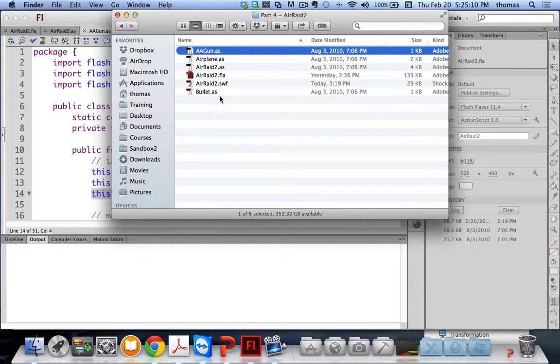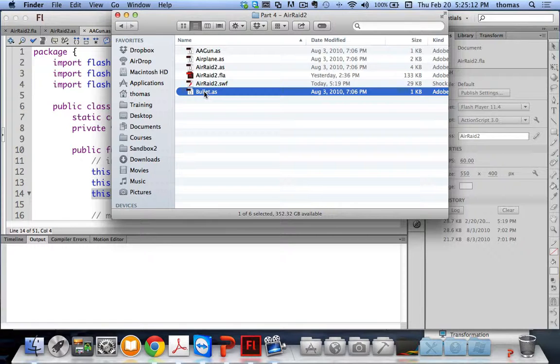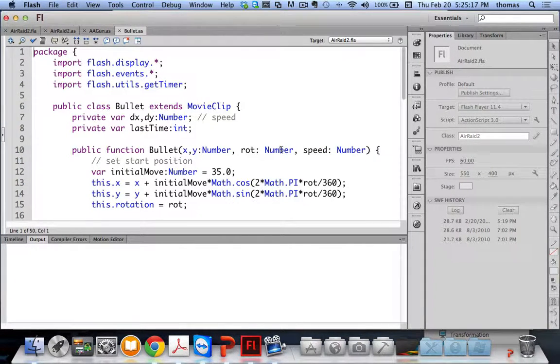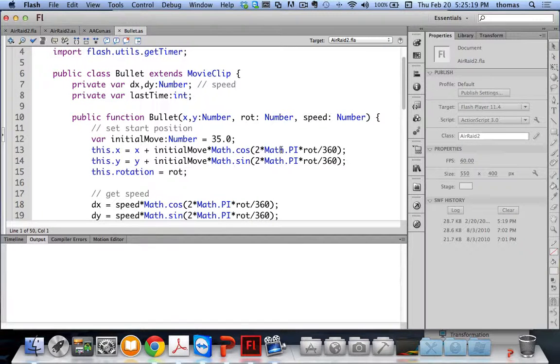The other thing that's really changed is our bullets, because when we fire our bullets take a path, right? And our bullets take a path depending on the angle of rotation, right? So here's our rotation this time. This is the extra parameter that we're taking into the bullets, right? And our rotation is a number, right? So our initial move is 35. That's our speed of our bullet, right?